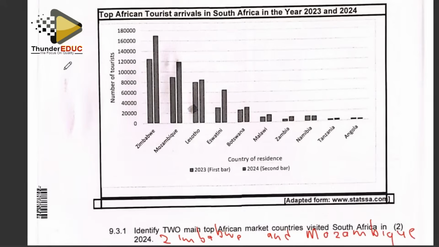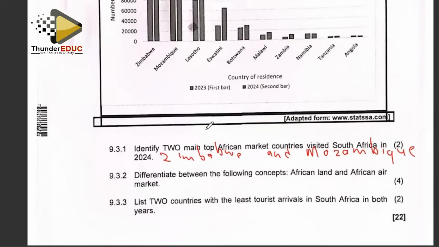Zimbabwe and Mozambique. Those are the two markets. Differentiate between the following concepts: African land markets and African air markets.